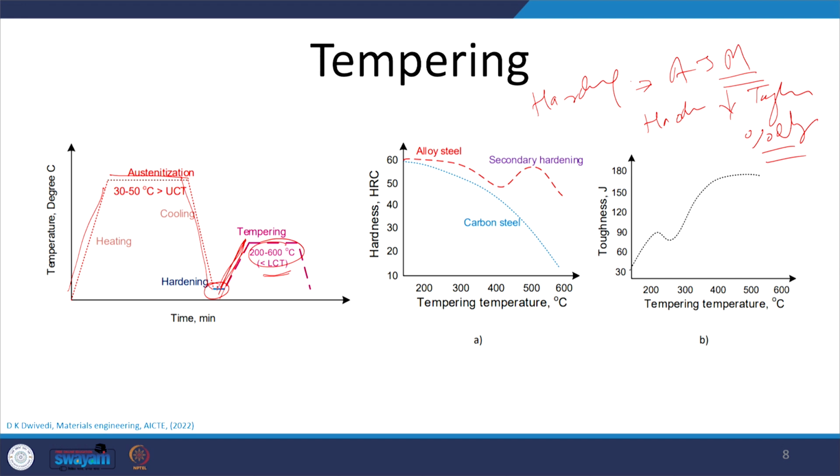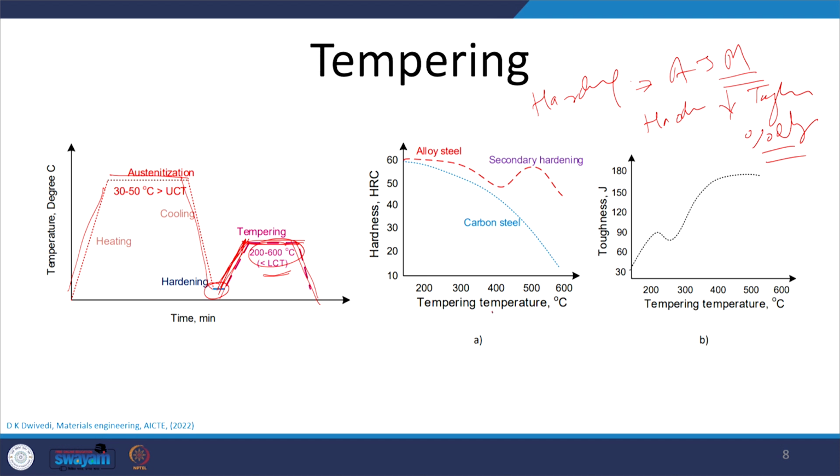So, what we do, we reheat the component in this temperature range, hold it for some time, which may range like 30 minutes or 1 hour or 2 hours depending on the section size, and then again it is cooled slowly. Okay. So, again the subsequent cooling will depend on the composition of steel to avoid the cracking tendency. So, simply air cooling can also be done.